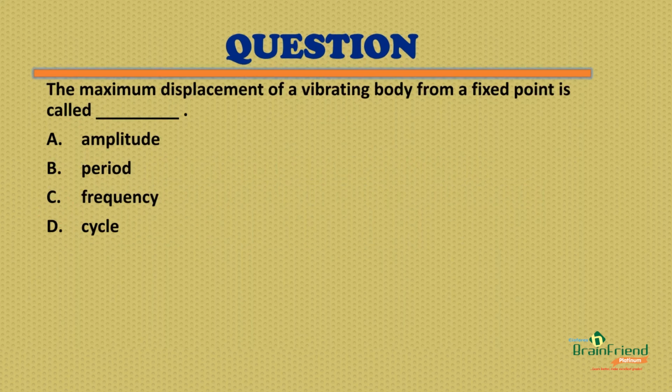The next question. The maximum displacement of a vibrating body from a fixed point is called A. Amplitude, B. Period, C. Frequency, D. Cycle. The correct answer is option A. Amplitude.